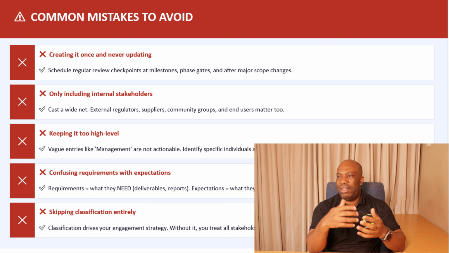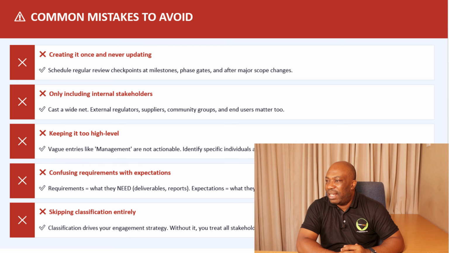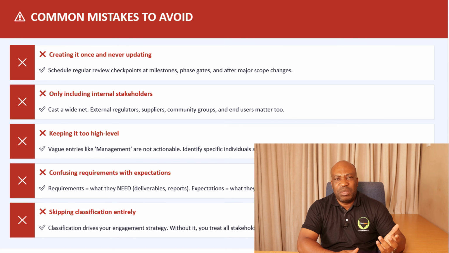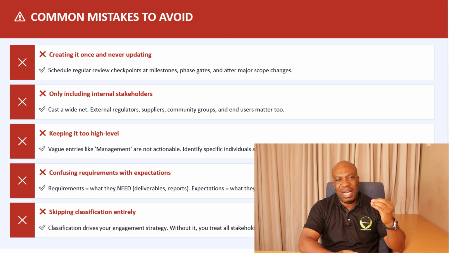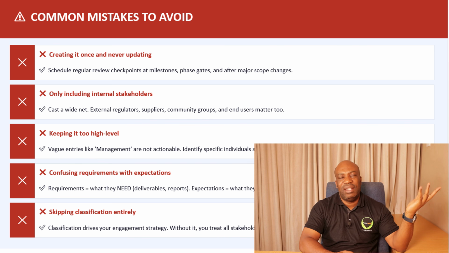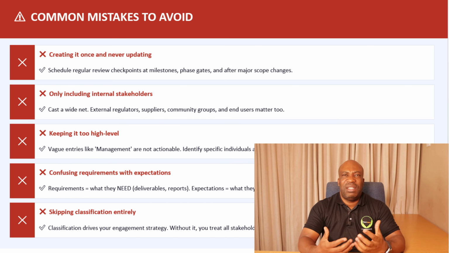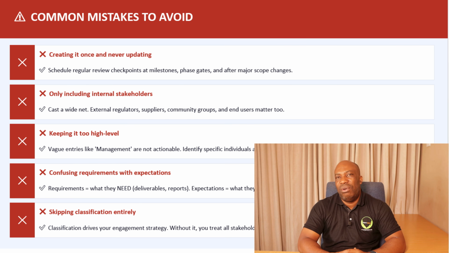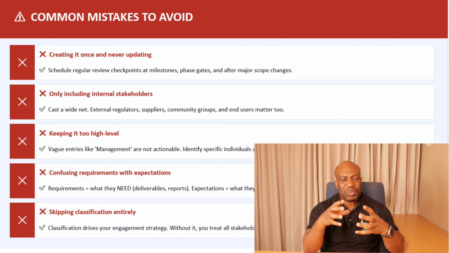So I'll give you a good example. For example, vague entries like "management" are not actionable. If you are saying the expectation is management, how do you action on that? You need to identify specific individuals and their roles in a project. So don't keep it too much at a high level, to say just stakeholder management, stakeholder vendor, and so on and so forth. That makes it very vague and very difficult to manage. So avoid the mistake of having that kind of high level.